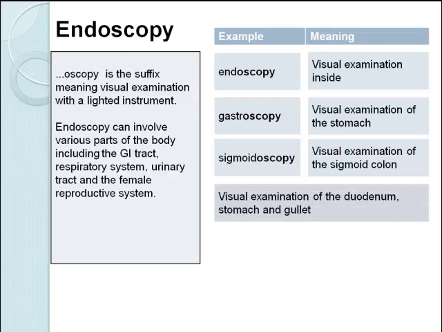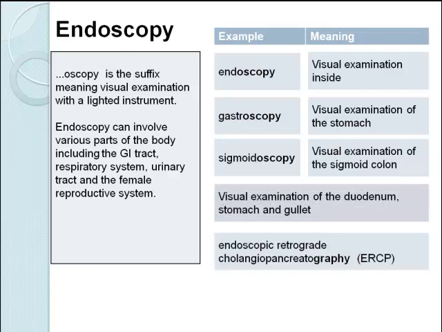Another large term, endoscopic retrograde cholangiopancreatography, otherwise known as an ERCP. Well, endoscopic we know means looking inside. Retrograde means going the opposite way to normal. So actually in this case you're going against the flow of the fluids in the body.